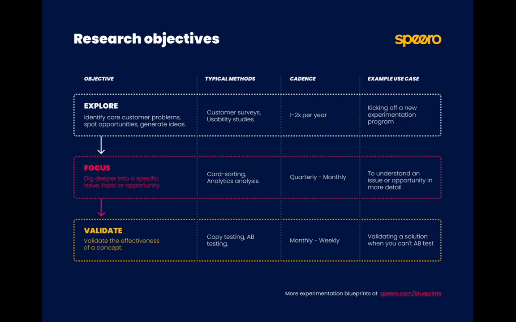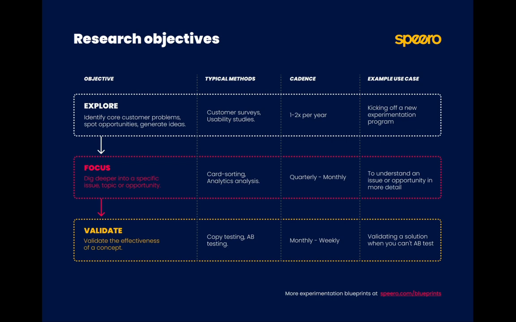So at its core, this blueprint maps out three main research types. We start with exploratory research. This is the type of research that's aimed at evaluating and exploring the overall user experience. And the goal of this is to identify key barriers to conversion, key areas of opportunity, and to generate new ideas.